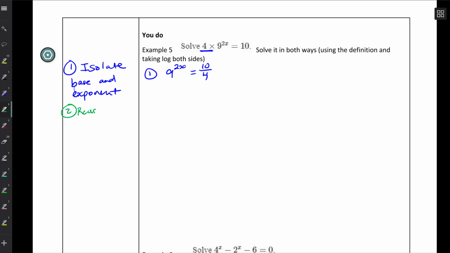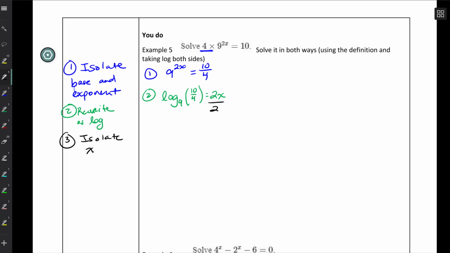Rewrite as a logarithm. This is using that definition of logs. So step 2 is writing this as log base 9 of 10 over 4 is equal to the exponent 2x. Now you can start to see we've almost got our variable isolated. So let's do whatever basic algebra we need to isolate our variable.